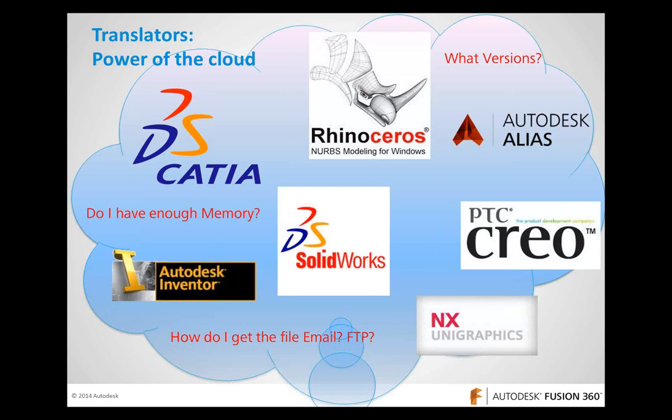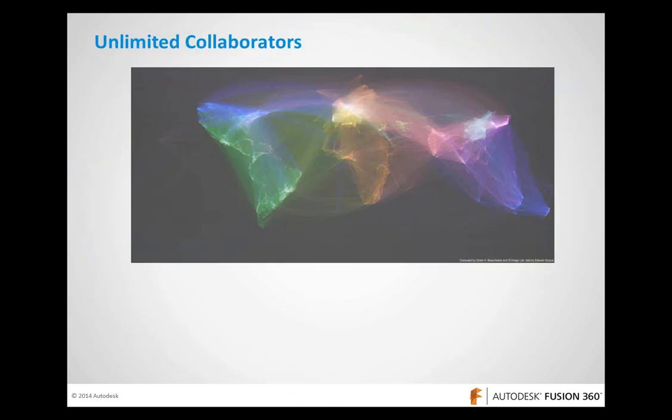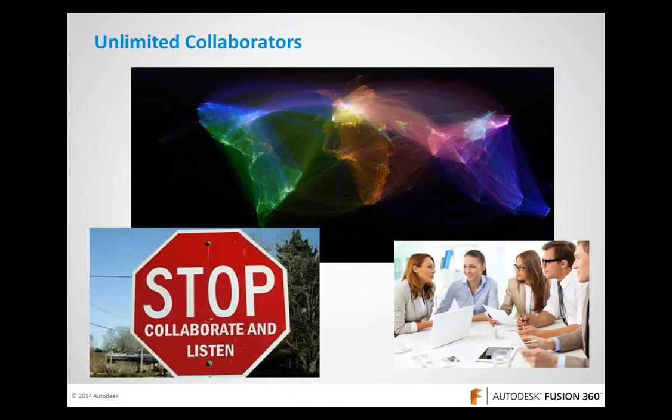How do I get the file? It's on the cloud. So if someone wants to send you a file, you don't have to worry about pesky FTP sites that really aren't secure. We have a fully secure, Amazon-backed cloud solution. You just give them a link to the project, they upload it, and it translates on the cloud for you, and it's ready when you want it. Unlimited collaborators. I could invite everyone on this webinar to my project, and it doesn't cost another dime. You can all look at it, comment on it, view it, move things around. It should be free to collaborate.